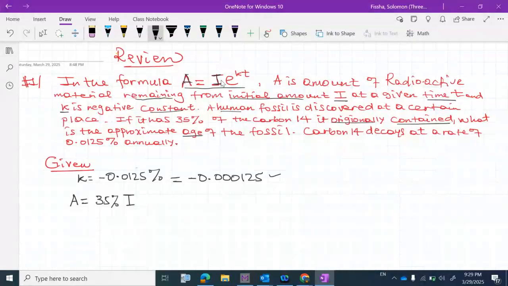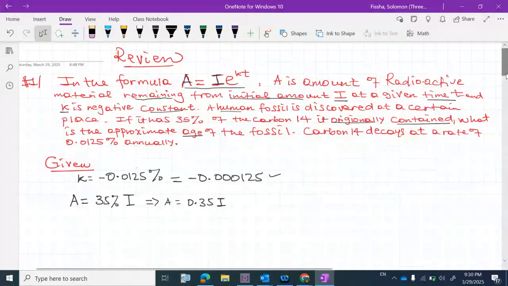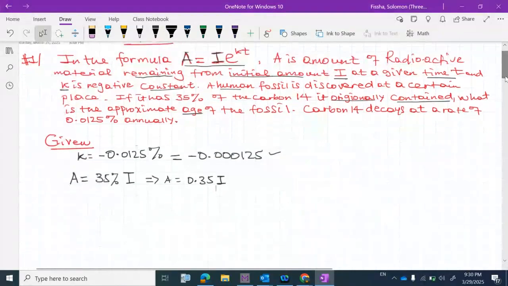Also, you have to remember 35% means I can just divide 35 by 100. So this will give me A equals 0.35 of I, the initial one. Remember, I is the initial, A is the final. All right, then finally, what's left? Everything is there now, so I have to go ahead and solve the problem. Now, solution.